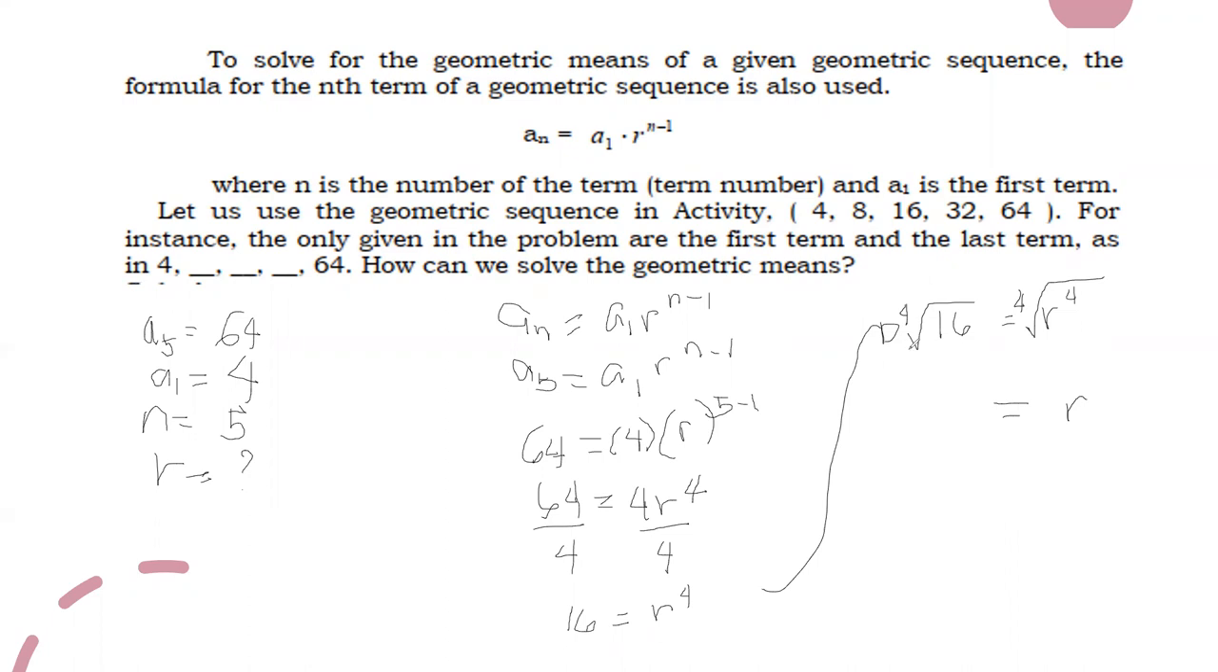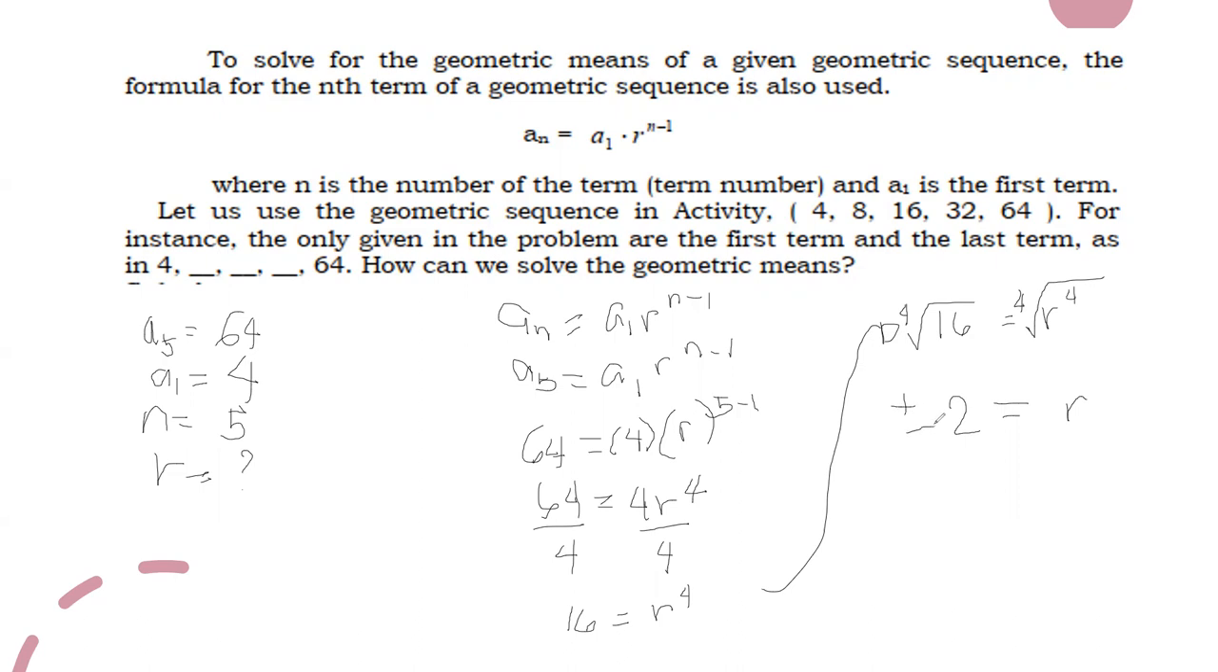Now, what is the fourth root of 16? What number multiplied 4 times gives 16? That is 2. 2 times 2 is 4, times 2 is 8, times 2 is 16. Is 2 correct? Yes, sir. It's partially correct. The real answer is positive or negative 2.